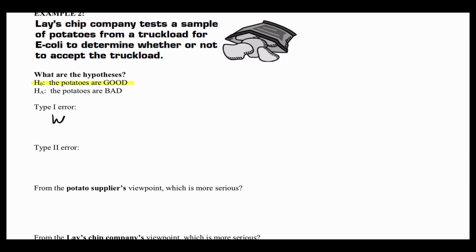So we reject this shipment, the truckload, when the null hypothesis is bad. No, we just said that. Rejecting the truckload means we reject the null hypothesis. So we did the first part. What about the second part? When in fact the potatoes are actually good.